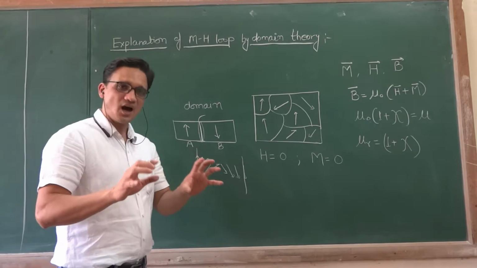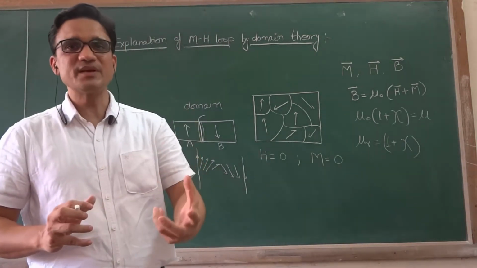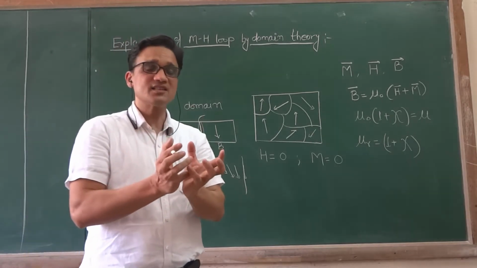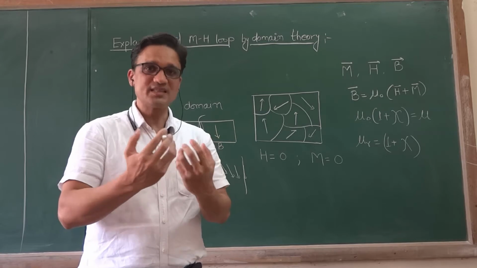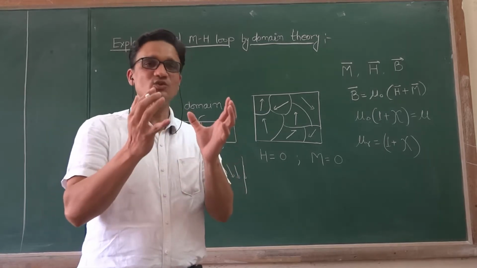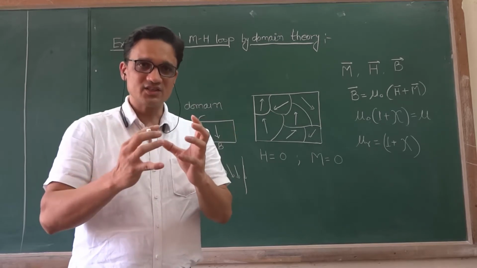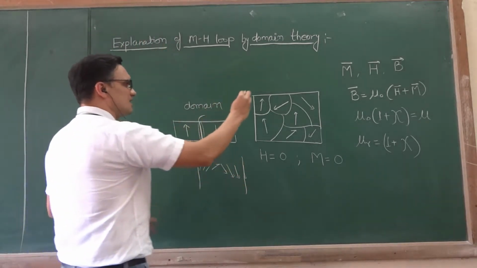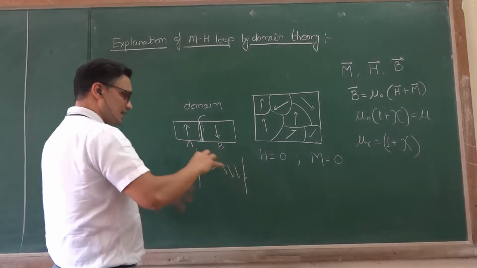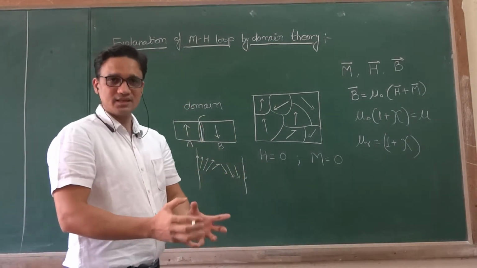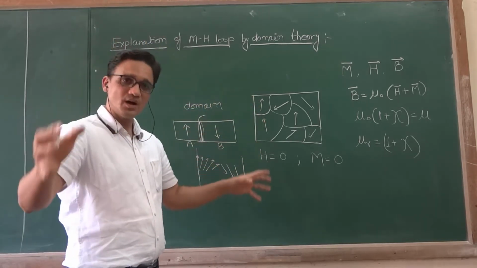So the domains are nothing but a localized region within the specimen where the net magnetization is not equal to zero. They are magnetic domains; magnetic moments interact with each other, and they try to align in one direction to minimize their magnetic energy. And this happens at different points in the specimen, and they create their boundaries.